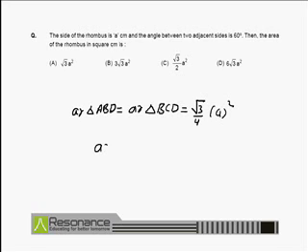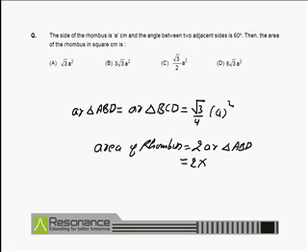Now the area of the rhombus is twice the area of triangle ABD, that is twice root 3 by 4 a square, which comes to be root 3 by 2 a square. So according to this, option C is correct.